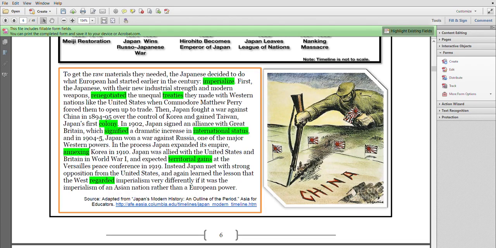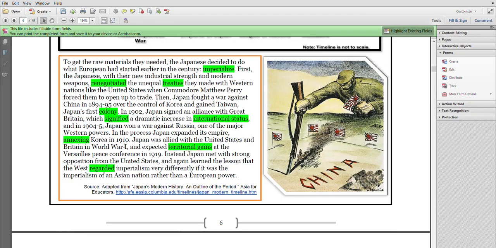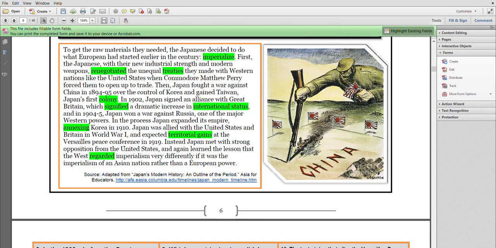And in 1904 and 1905, Japan won a war against Russia, one of the major Western powers. In the process, Japan expanded its empire, annexing Korea in 1910. Japan was allied with the United States and Britain in World War I and expected territorial gains at the Versailles Peace Conference in 1919. Instead, Japan met with strong opposition from the United States and again learned the lesson that the West regarded imperialism very differently if it was imperialism of an Asian nation rather than a European power.